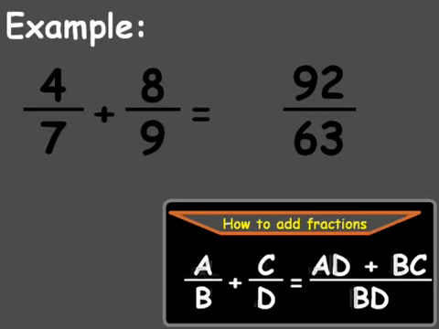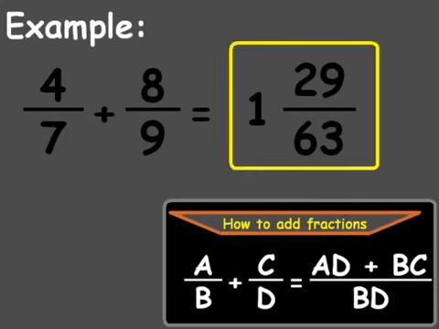One of the questions you might be asking is, can we consolidate that down any further? And yes, we can. We can simplify that down to 1 and 29/63, so just under 1.5. And 1 and 29/63 is our final answer.